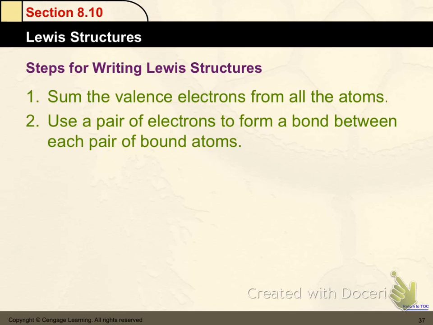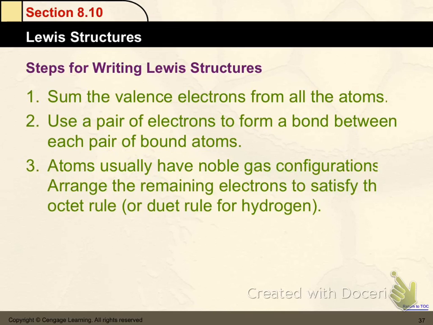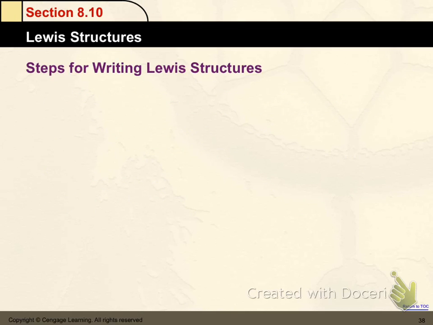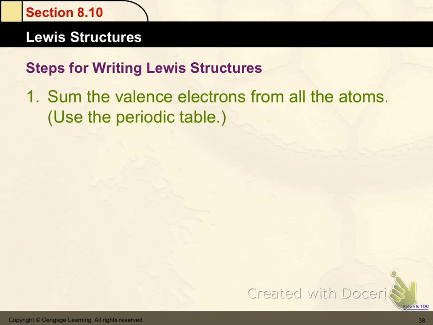Second, we want to use a pair of electrons to form a bond between each pair of bound atoms. And then third, atoms usually have noble gas configurations, and so we want to arrange the remaining valence electrons to satisfy the octet rule, or the duet rule for hydrogen. Notice we're not using helium, because helium just doesn't bond with anything.